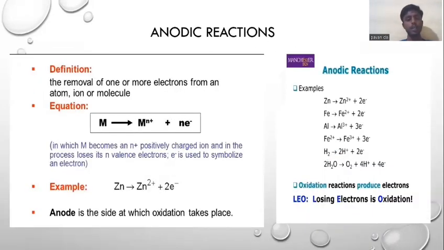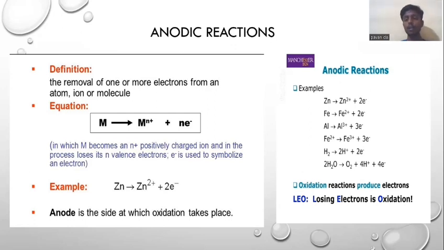Now, what is an anodic reaction? Definition: the removal of one or more electrons from an atom, ion, or molecule. The equation is M becomes Mn+ plus n electrons, in which M becomes an n-positive-charge ion and in the process loses its n valence electrons. The symbol e- is used to symbolize an electron. Example: zinc becomes Zn2+ plus 2 electrons. The anode is the side at which oxidation takes place. It is the side which gets rusted.